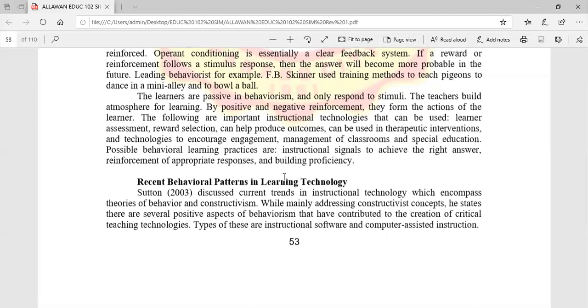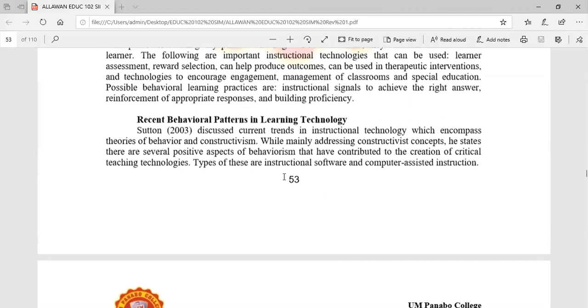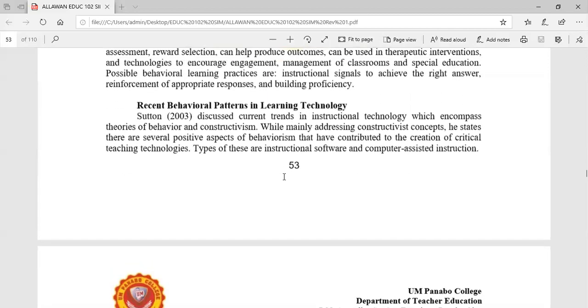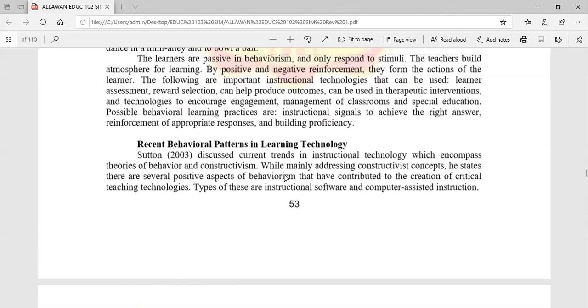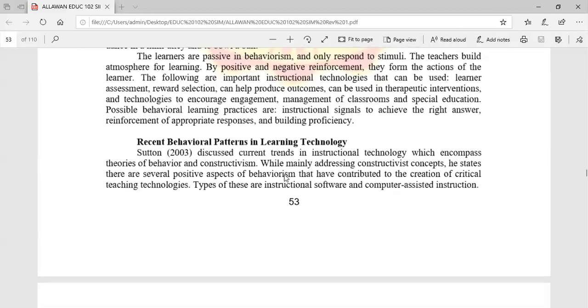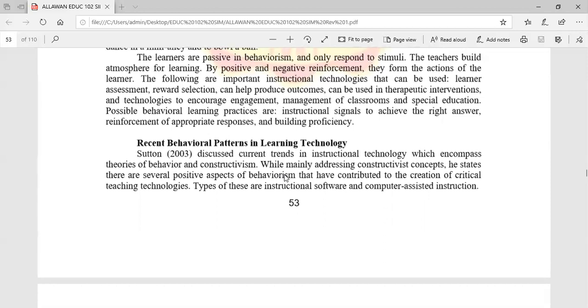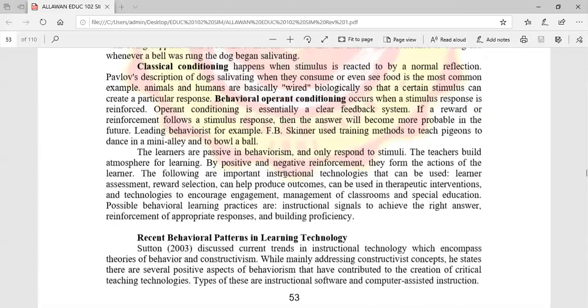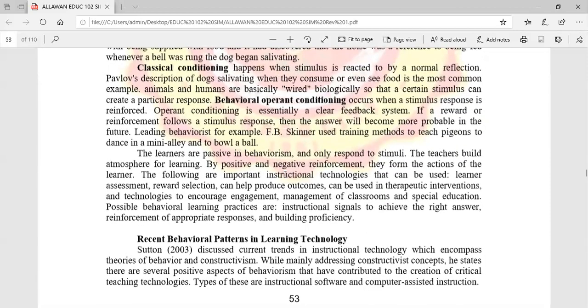Some recent behavioral patterns in these learning technologies: according to the article of Sutton, 2003, he discussed current trends in instructional technology, which encompass the theories of behaviorism and also another theory, constructivism. So, a combination of behaviorism and constructivism in the learning environment.